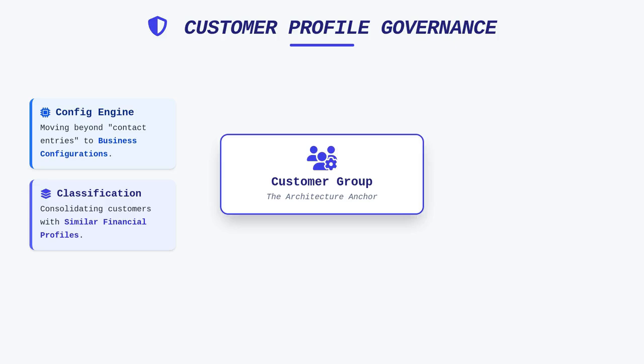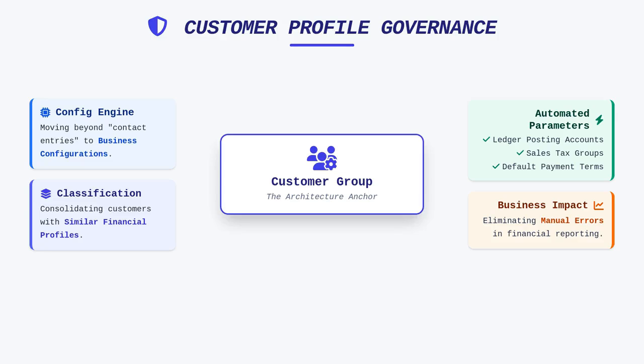By assigning a customer to a group, we inherently define critical behaviors such as default ledger posting accounts, sales tax groups, and default payment terms. This is essential because, without this level of standardization, ensuring consistency in financial reporting across diverse business units becomes a manual and error-prone process. We must recognize that the customer group is the anchor point for many of the automated parameters that reduce operational overhead in the accounts receivable module.